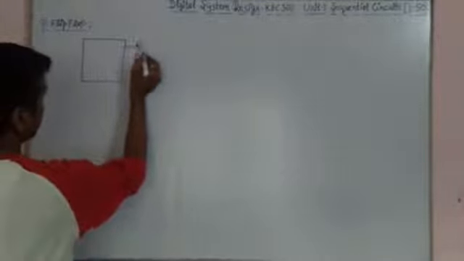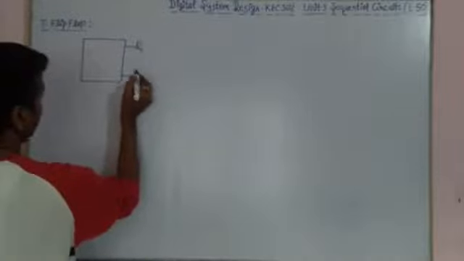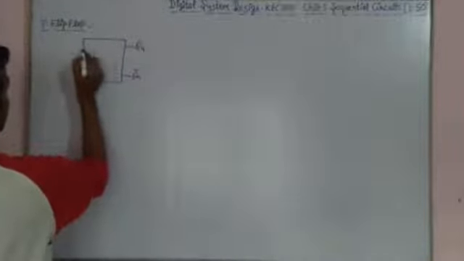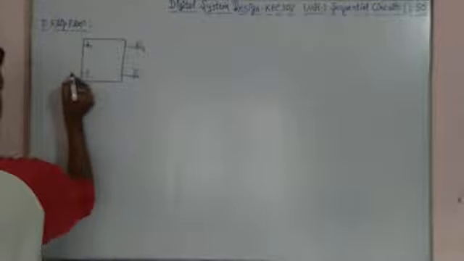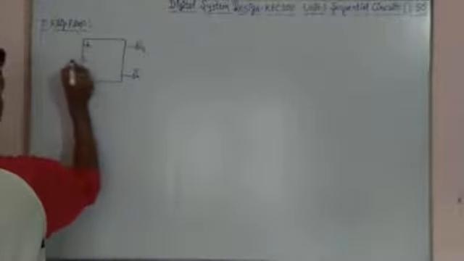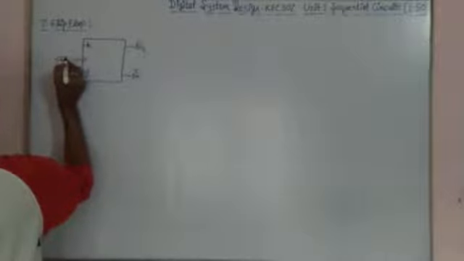This is Q, Q bar, J, K, clock. Okay, this is the JK flip-flop.